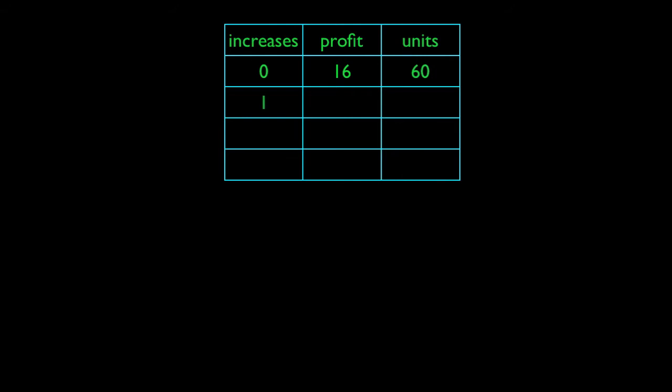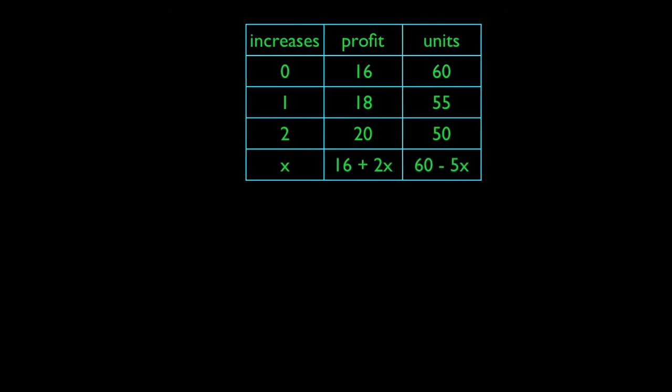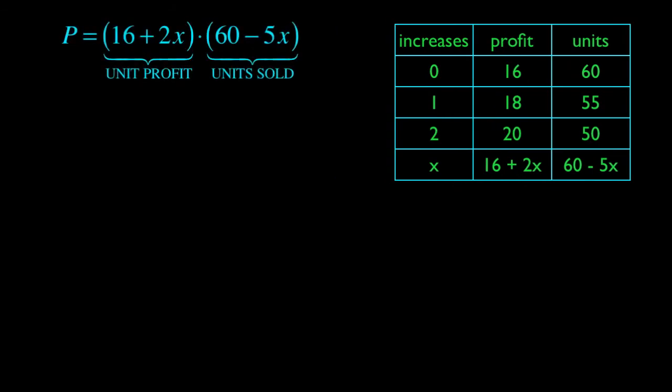Now, if we increase by 1, our profit goes up by $2 because there's no increase in the cost of the oil, filter, or labor. Anything that we add on to the price at that point is pure profit. The profit would change to 18. The units would drop to 55. And at 2, the profit would now be $20 per oil change, and the units would be 50. So for X increases, the profit will be 16 plus 2X. The units will be 60 subtract 5X, and our profit equation looks like this.